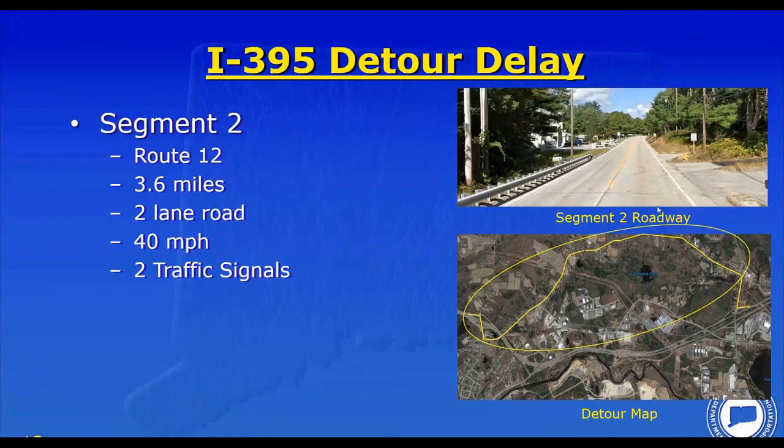The second segment is pretty standard 2-lane rural highway. So we just make it as 1 segment. Here's a photo of the segment, 2-lane highway, speed limit of 40 miles per hour, 3.6 miles with 2 traffic signals.